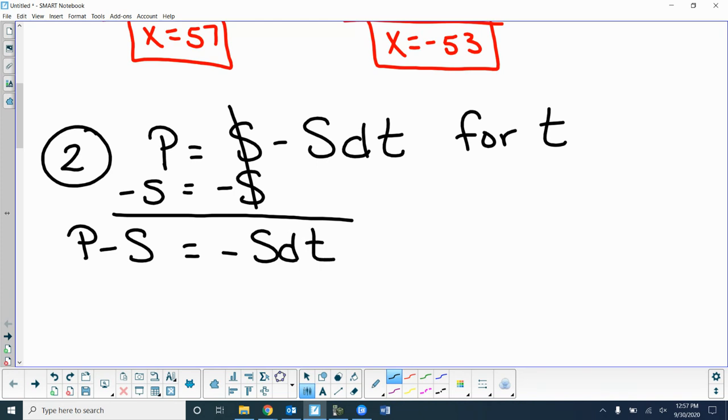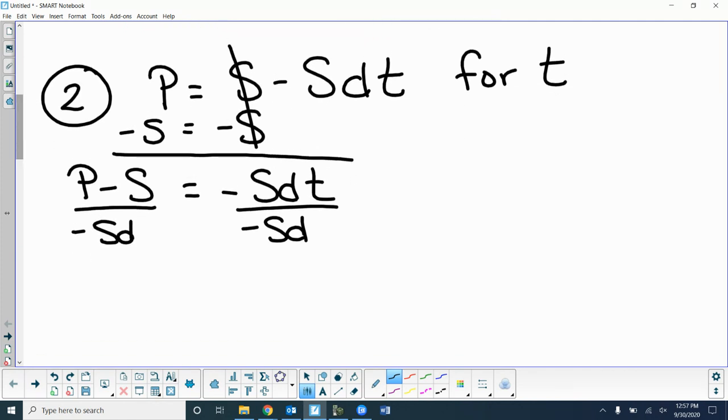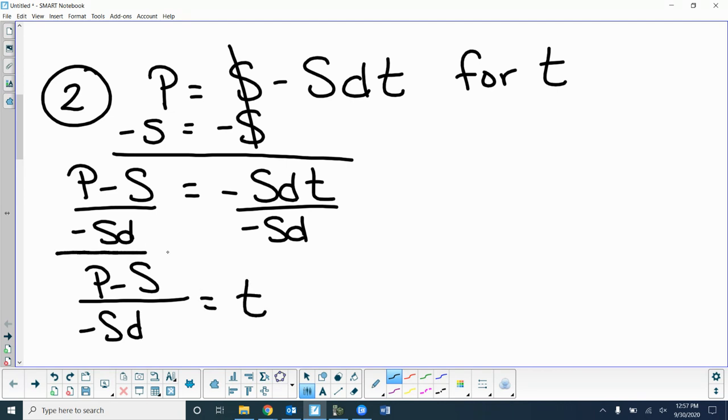So since I'm multiplying these together, to move them over, what do I do? Divide, right? Do the opposite to go to the opposite side. So my answer to this is (p minus s) over (negative s times d). My t's by itself. I think my book had it the other way. My book switched these around and went s minus p and made that positive. So they took the negative upstairs instead of leaving it down here. So either way is right. Does that one make sense?